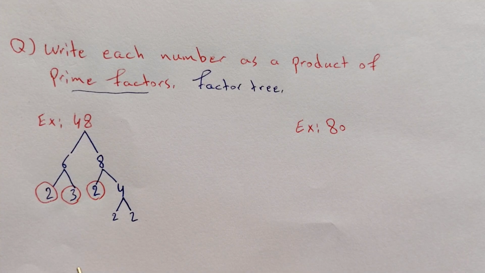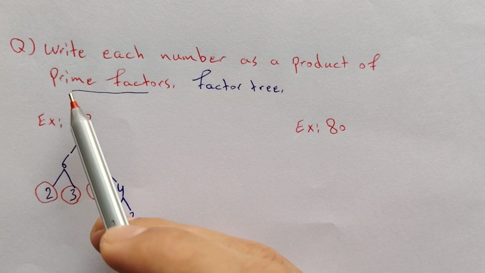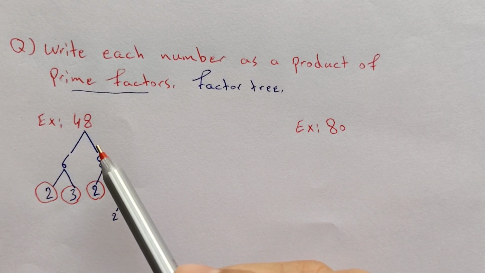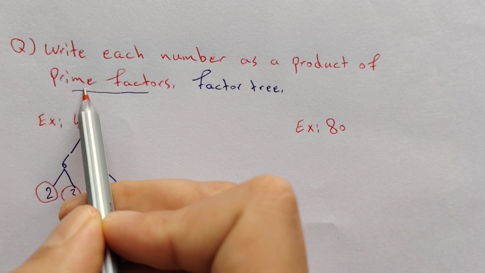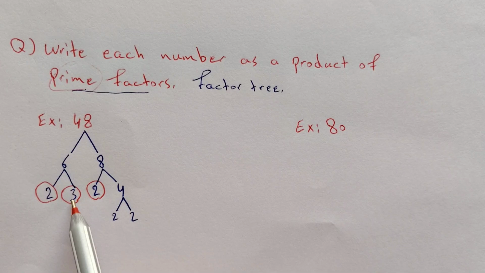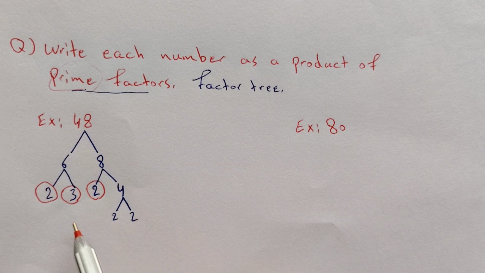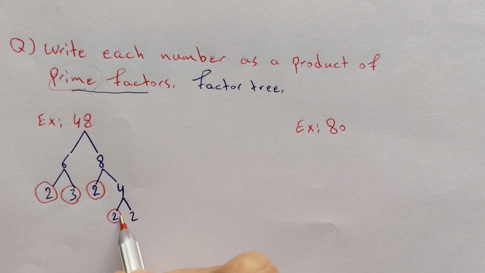Now, all of them are prime, but what are we writing? We said write the number as a product of prime factors. So we write it as a multiplication. This is first, and only the prime factors. So we said 2 is prime, 3 is also a prime, but 6 is not a prime, so I'm not gonna write 6. And always write the last factors. Now 2 is a prime, but 4 is not a prime. That's why I'm not gonna write 4. 2 and 2, all of them are prime.